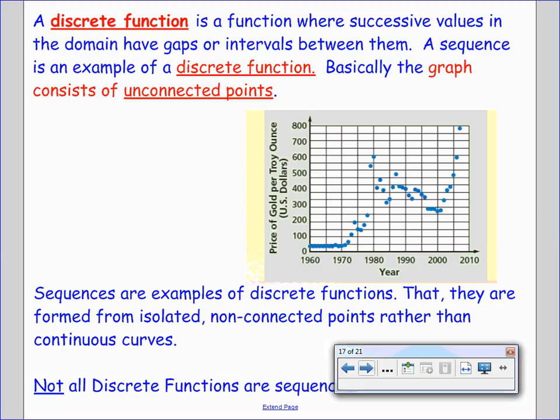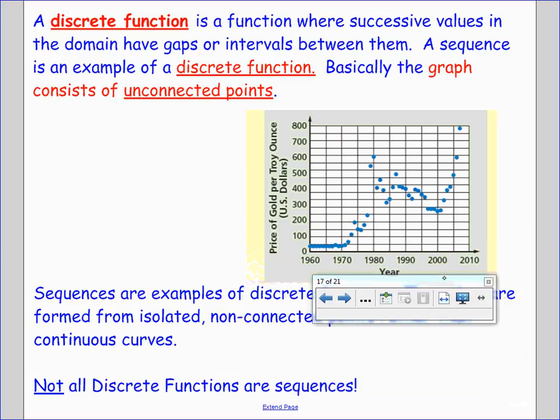Sequences are discrete. That is, when graphed, they'd be disconnected points on the xy coordinate plane. So they're disconnected, they're discrete, as opposed to continuous graphs, which we're used to making, like the lines that you're going to draw in your quiz second half. Those are continuous graphs because they're connected points. Discrete graphs are disconnected points. And so I remember discrete functions have graphs that are disconnected points. Sequences are examples of discrete functions. That is, they're formed from isolated, non-connected points rather than continuous curves.